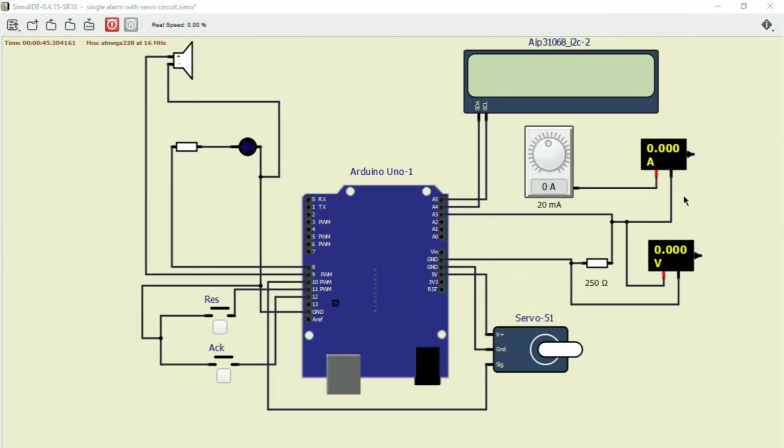And guys, this is also to show that even though the Arduino cannot process currents, we have an option to install a 250 ohm resistor in series with our current source, so that we could have a voltage drop, and this voltage drop will be interpreted by the microcontroller.